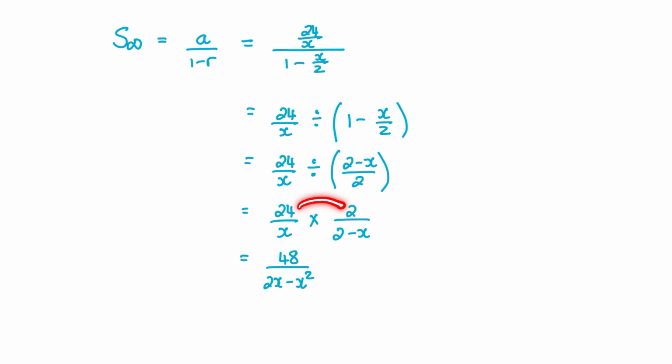And then we have simple multiplication to do. So we say 24 multiplied by 2 is equal to 48. And x multiplied by 2 minus x becomes 2x minus x squared. So we have x times 2, and that is 2x. And then x times negative x, which gives us negative x squared.